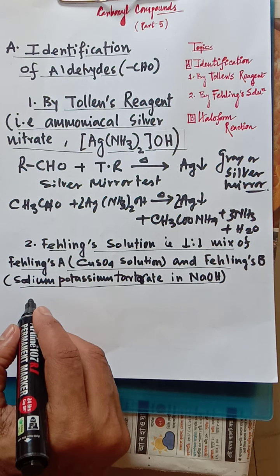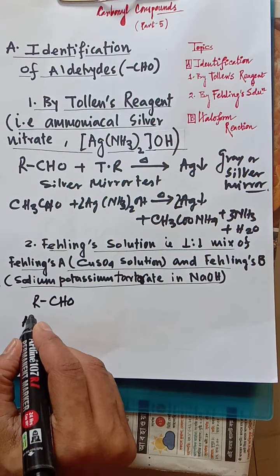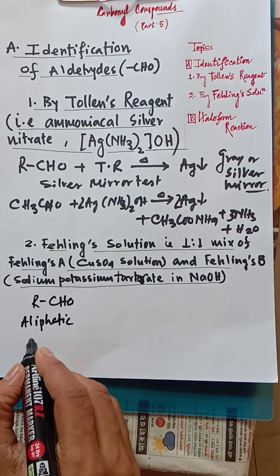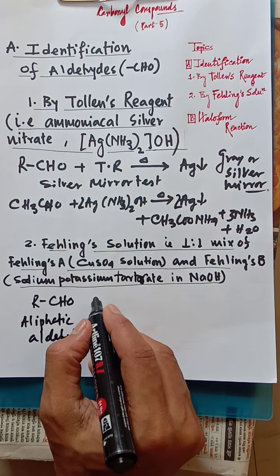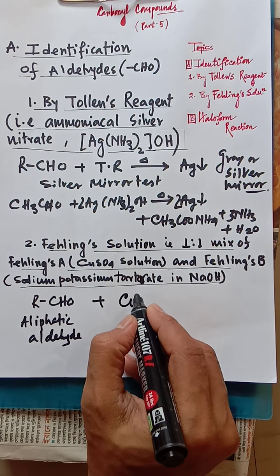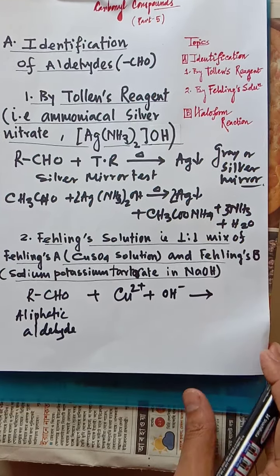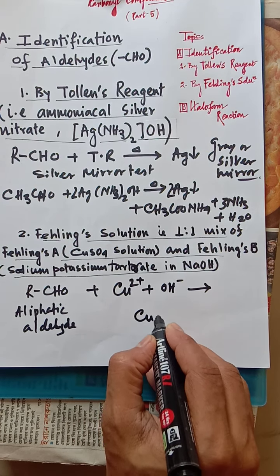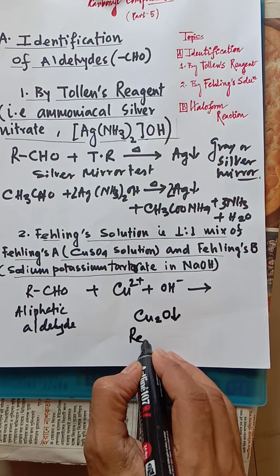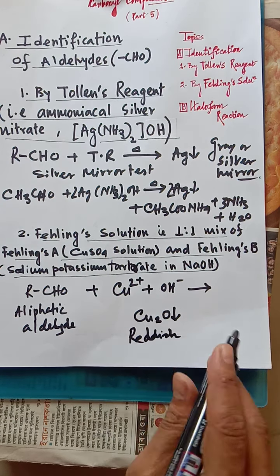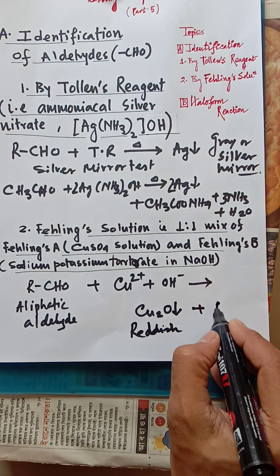And second, the same thing: in the case of Fehling solution, what will be the effect? Whenever an aldehyde is given, mind that here it is an aliphatic aldehyde. Aromatic aldehyde cannot respond to this reaction, and neither can ketone. So whenever it is given, the effect will be like this: the precipitation of cuprous oxide, Cu2O, a reddish precipitate, will be there, along with RCOO minus.